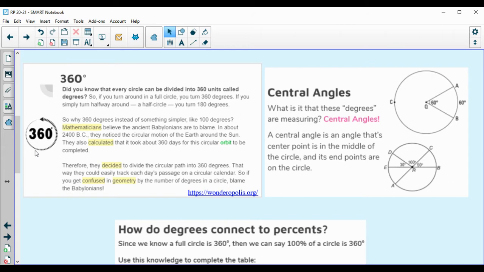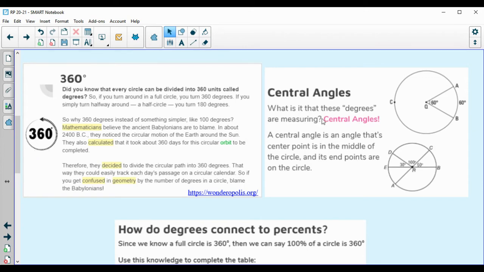In about 2400 BC, they noticed the circular motion of the Earth around the sun. They also calculated that it took about 360 days for this circular orbit to be completed. Therefore, they decided to divide the circular path into 360 degrees. That way, they could easily track each day's passage on a circular calendar. So if you get confused in geometry by the number of degrees in a circle, please blame the ancient Babylonians and not Miss LaFave.